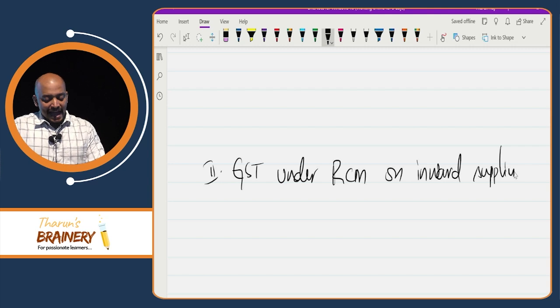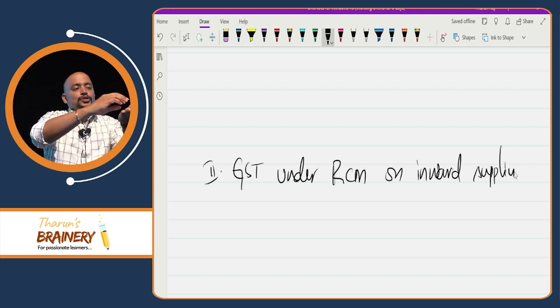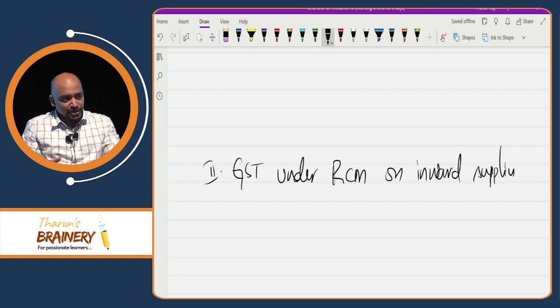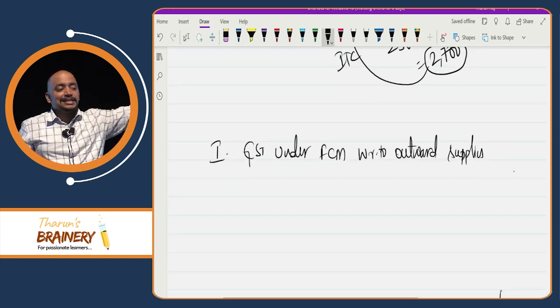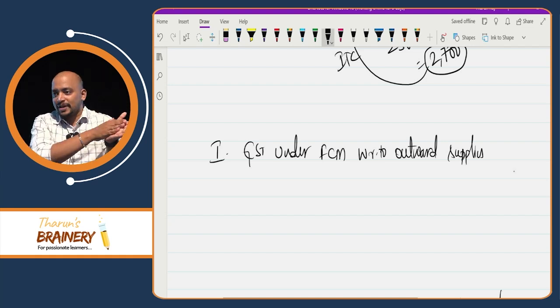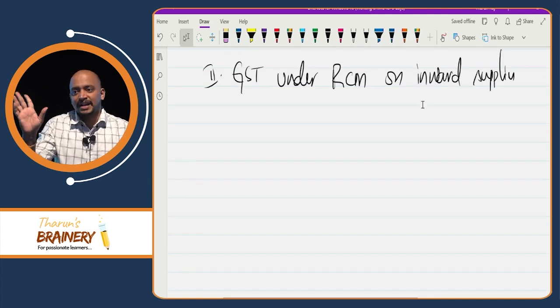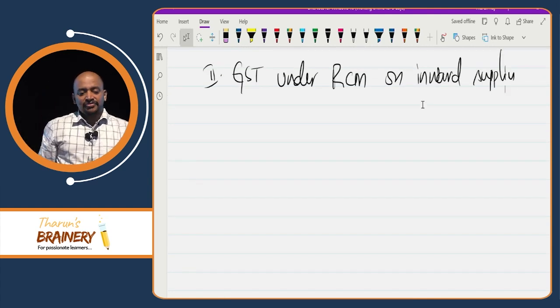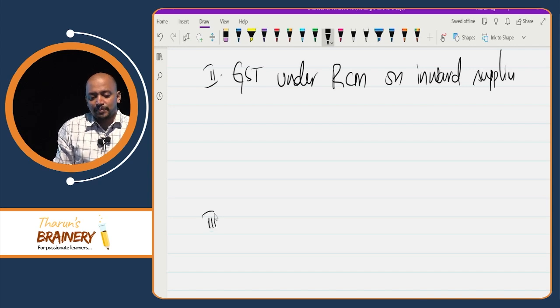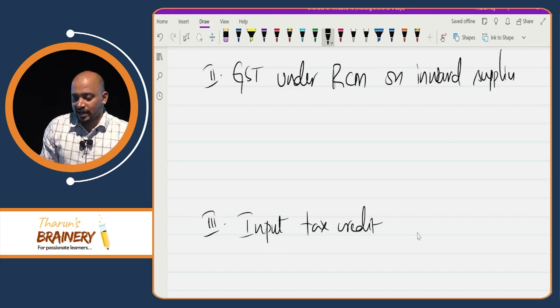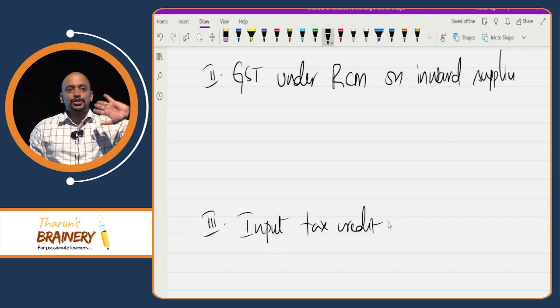You start the answer on a paper page. So in that first page, fully it should be statement 1, GST under FCM with respect to outward supplies. Second page is GST under RCM on inward supplies. And thereafter, we have the third statement, that is input tax credit: ITC availed and utilized. So, statement showing input tax credit.